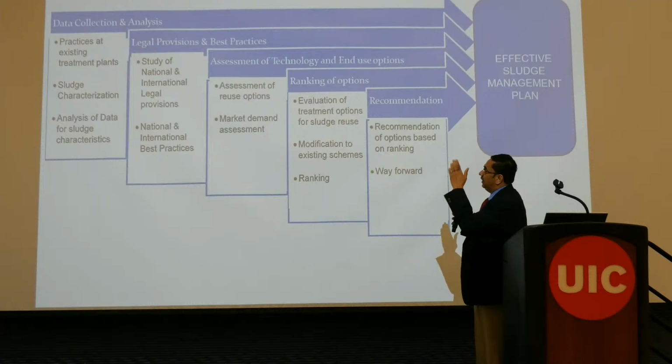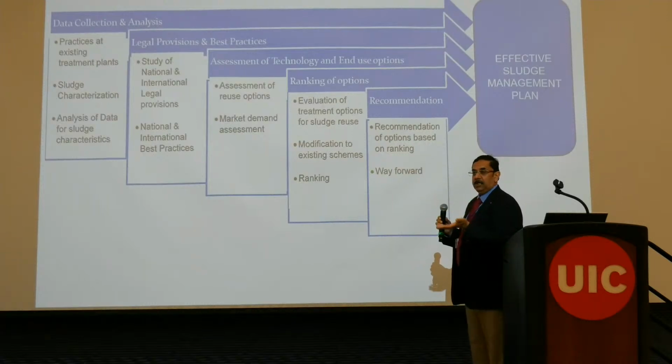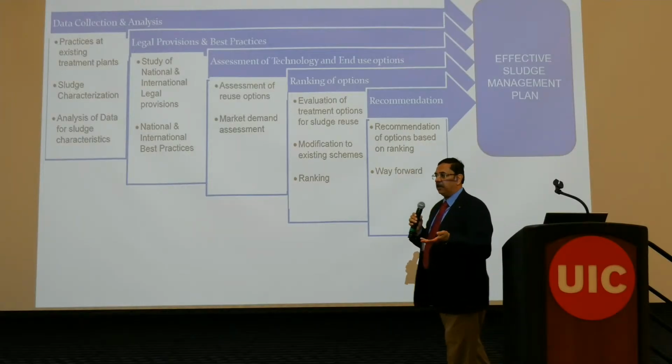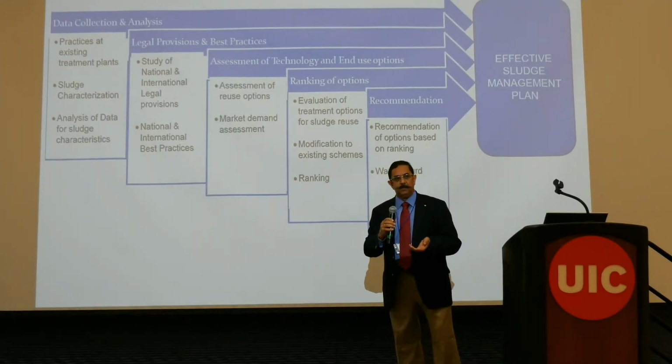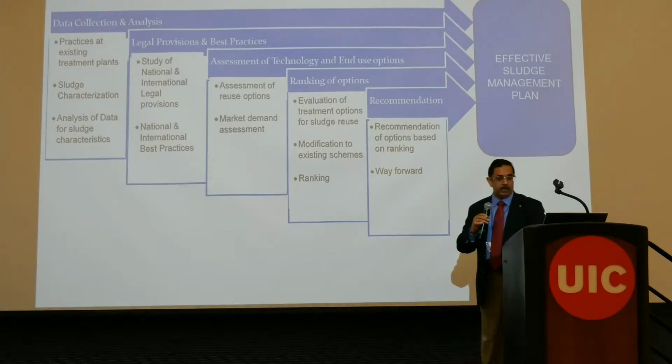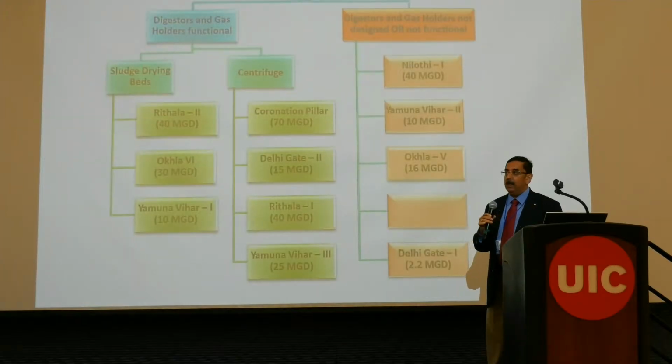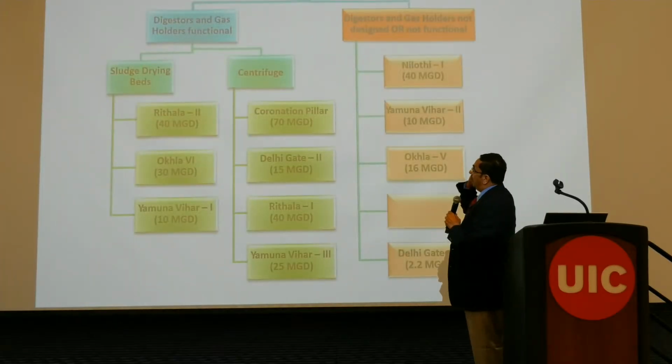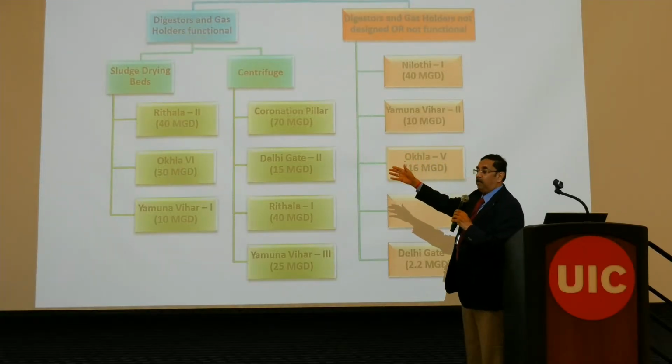So we basically looked at the data and collected it from about 10 to 15 plants, which Delhi has right now. The largest plant, which is now functioning, is about 560 MLD. Legal provisions we don't have yet, so we need to create them. Then an assessment of reuse options. To give you an example, we selected a couple, for example, Ritala, which is 40 MGD.